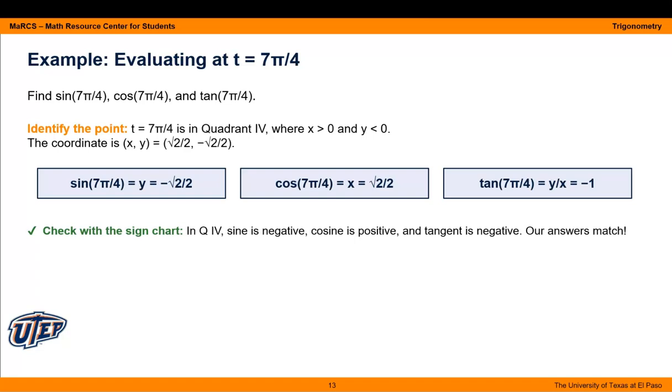Now consider t equals 7 pi over 4. This lies in quadrant 4, and the corresponding point is square root of 2 over 2, comma, negative square root of 2 over 2. So sine, which is the y-coordinate, is negative. Sine of 7 pi over 4 is equal to negative square root of 2 over 2. And cosine, which is the x-coordinate, is positive. Cosine of 7 pi over 4 is equal to square root of 2 over 2. And tangent of 7 pi over 4 is equal to -1. This is also a good moment to check signs using the quadrant.